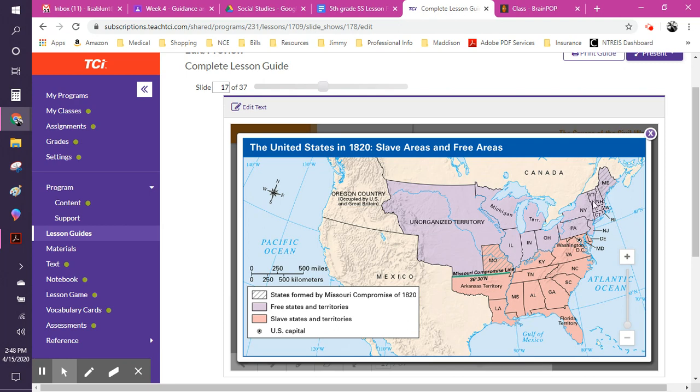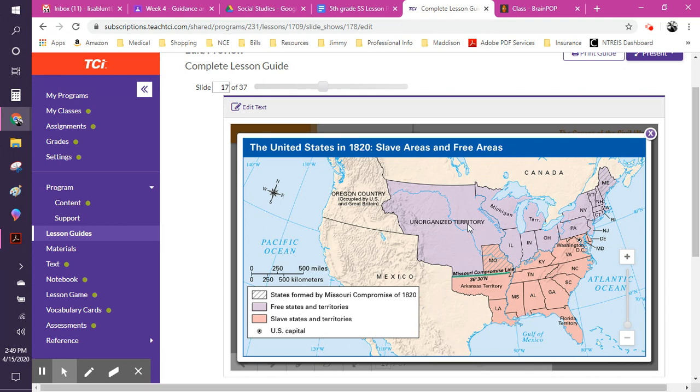And if you'll notice, there are states here, and then we have territories. These are the Great Lakes. So when we talk about a territory, we are talking about an area that has not been established as a state. So it is just an area of land. It still belongs to the United States, but it is not considered its own governing state yet.